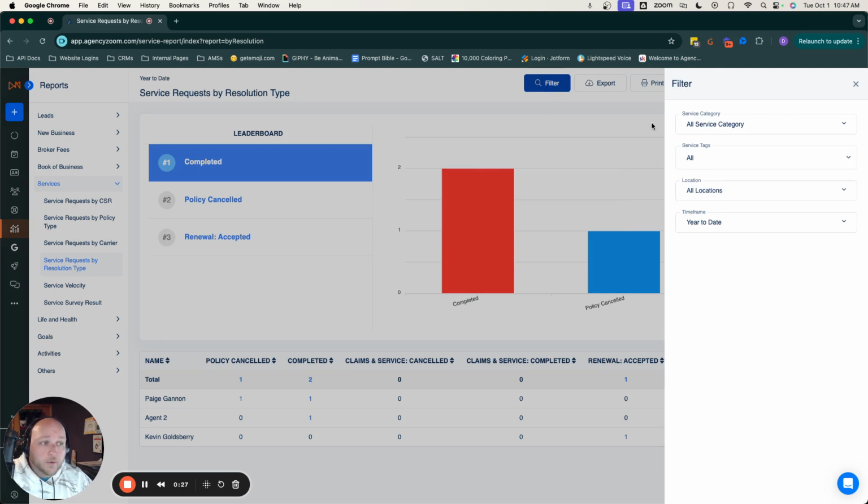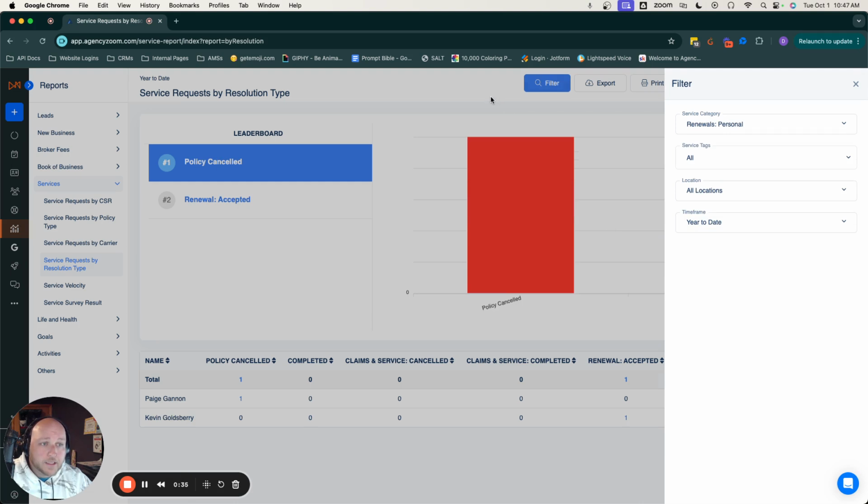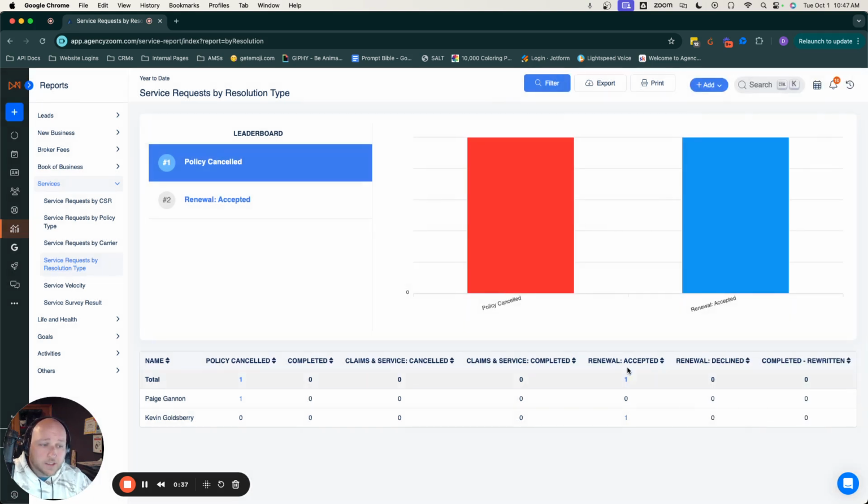So, what I really like about this one is that I can look at all the service categories, or I can look specifically at, say, renewals, right? I can see my personal renewals and I can see how many are being accepted, how many are being declined or canceled, and how many are being rewritten. So this gives me a really, really good insight, especially in a market right now, on what type of experience my clients are going to be having with us come renewal time.